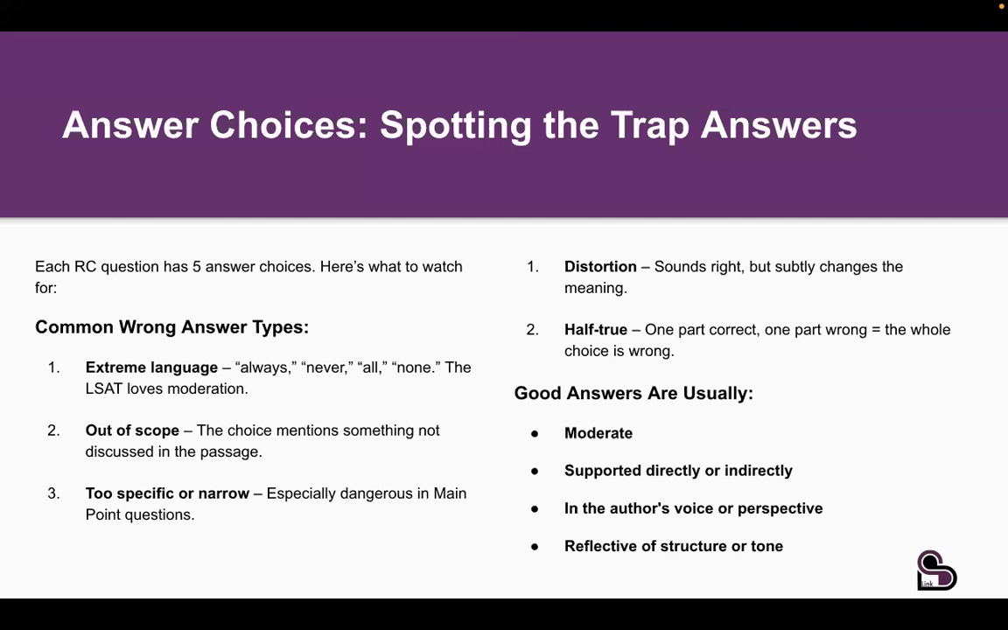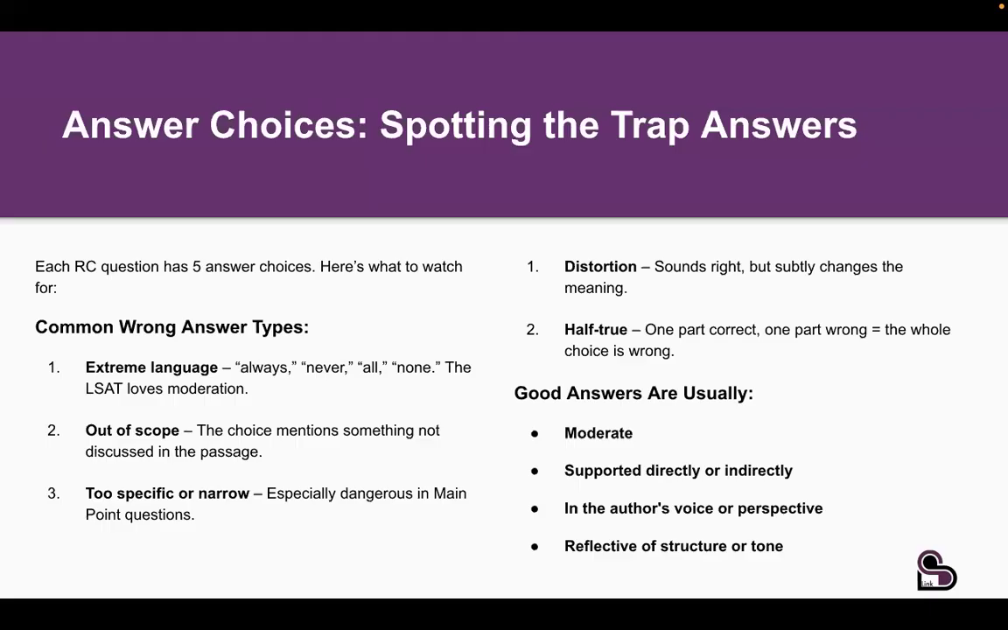So, common wrong answer types. 1, extreme language like always, never, all, none. The LSAT loves moderation. 2, out of scope. The choice mentions something not discussed in the passage. 3, too specific or narrow, especially dangerous in main point questions.